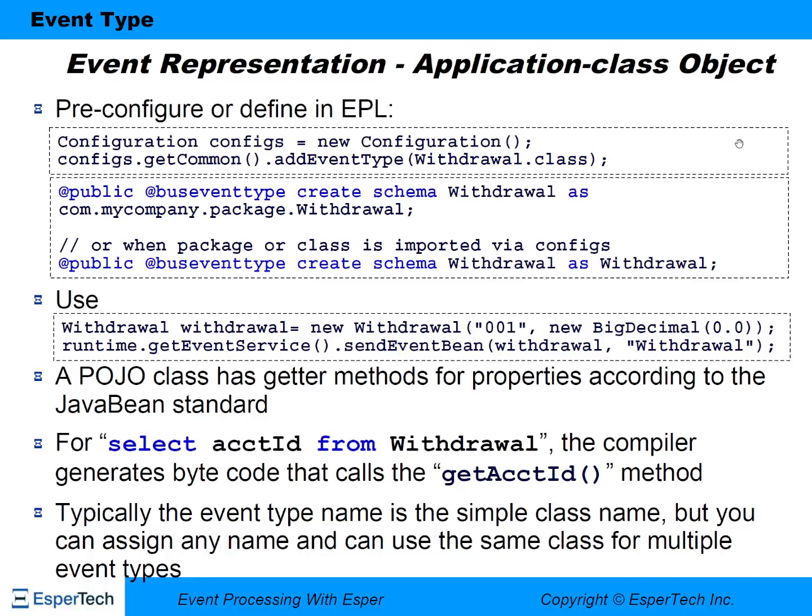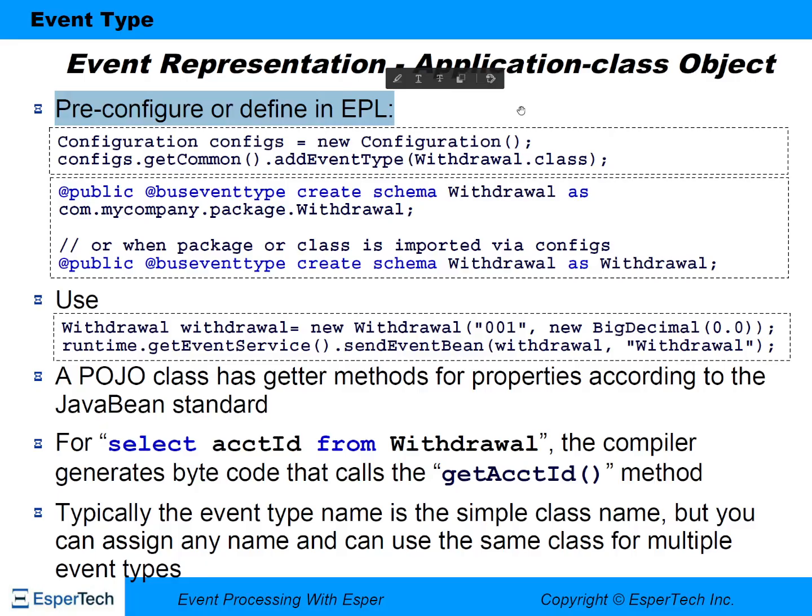This slide and the following slides discuss the different event representations. The following slides all define a withdrawal event type. The withdrawal event type has two event properties, account ID and the amount. This slide discusses application classes, objects and plain old Java objects as events.